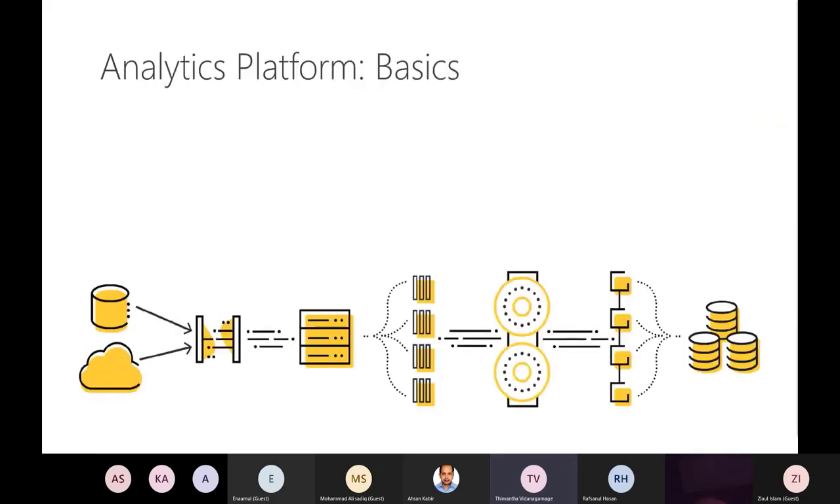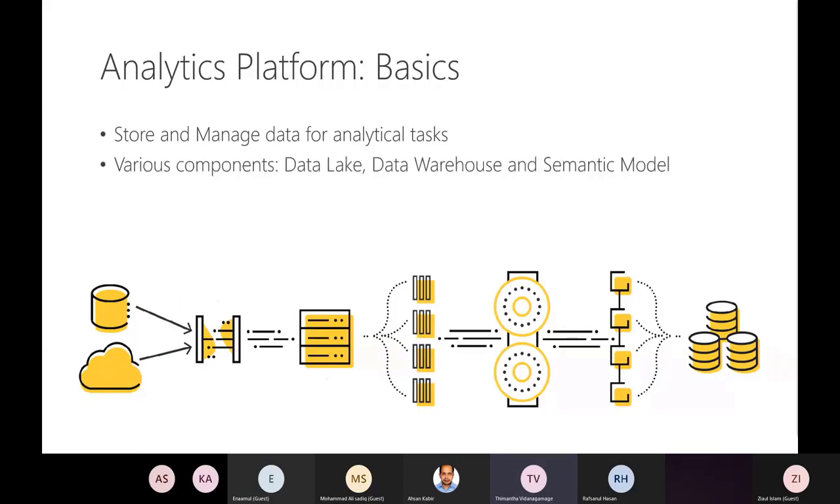Moving further, let's look at the basics of an analytics platform. An analytics platform is a platform which is used to store and manage data for analytical tasks. The main purpose of an analytics platform is to improve the data-driven decision making in businesses and other organizations. An analytics platform can have a data lake, data warehouse, and semantic model, and so on.